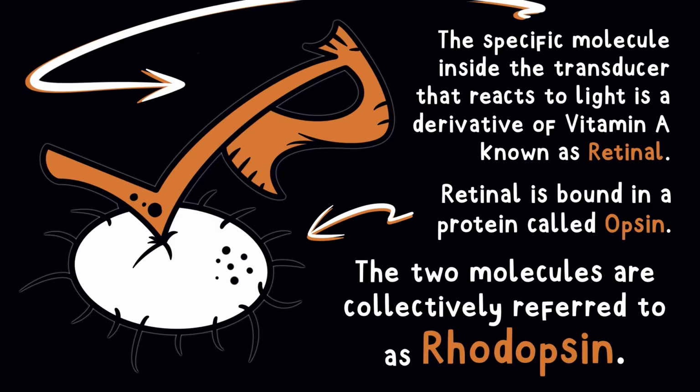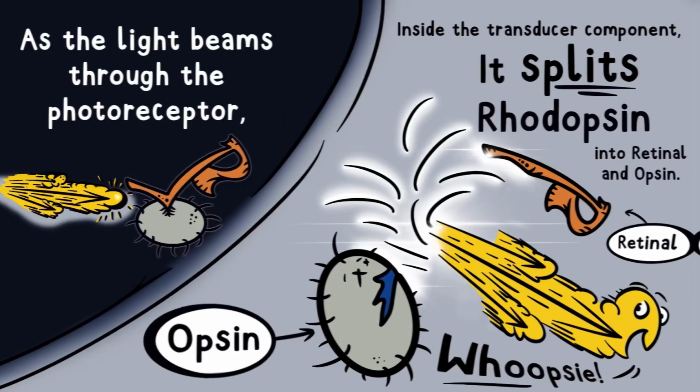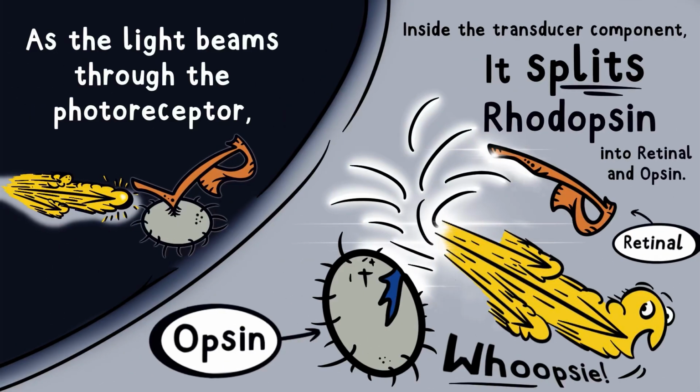The specific molecule inside the transducer that reacts to light is a derivative of vitamin A known as retinal. Retinal is bound inside a protein called opsin. The two molecules are collectively referred to as rhodopsin. As light beams through a photoreceptor, inside the transducer component, it splits rhodopsin into retinal and opsin.